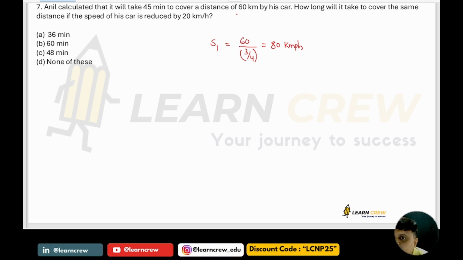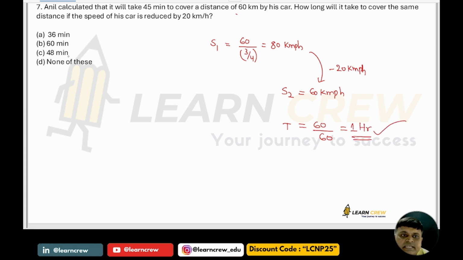Now the question is, how long will it take to cover the same distance if the speed of the car is reduced by 20 kilometer per hour? When it is reduced by 20 kilometer per hour, the new speed is 60 kilometer per hour. So how much time will it take to cover 60 kilometers with a speed of 60? It will take 1 hour. So the answer is 60 minutes.